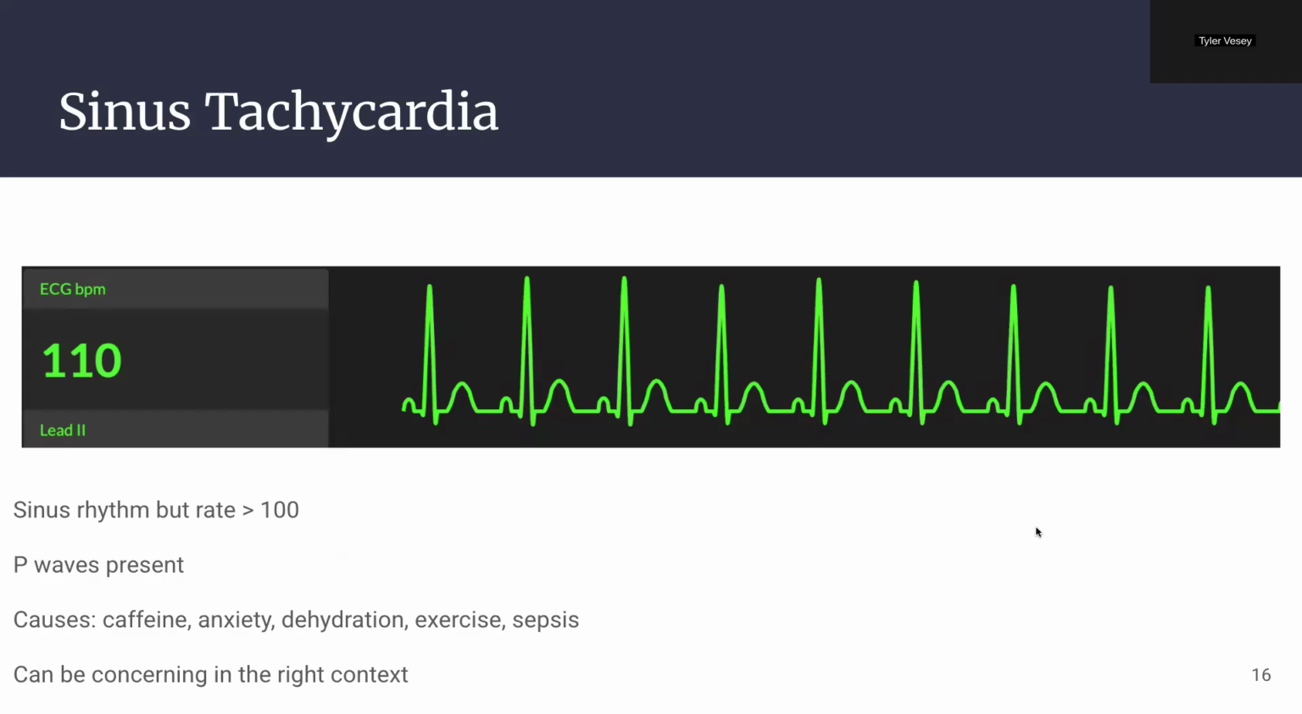So sinus tachycardia. This is going to be a sinus rhythm, but with a rate that's greater than 100. Big thing that's keeping it a sinus rhythm is we have this very distinct defined P wave before every QRS. It's regular. So this rate being from 100 to 150. 150 is usually where we draw the line for SVT. There could be a lot of causes for sinus tachycardia.